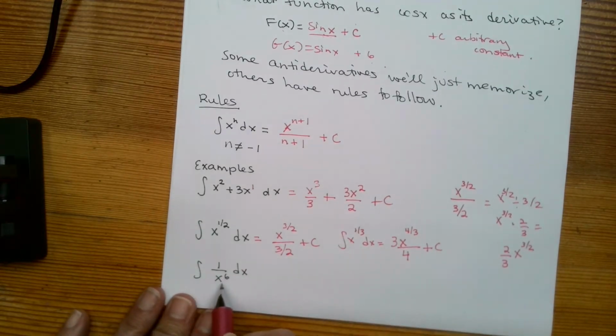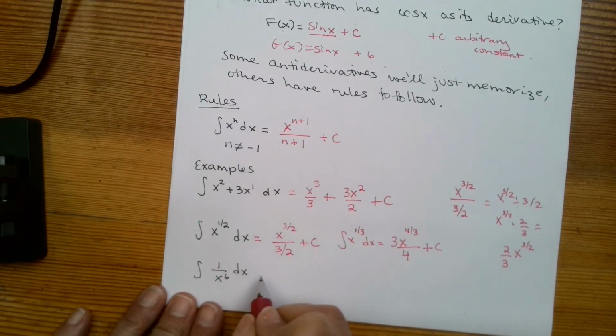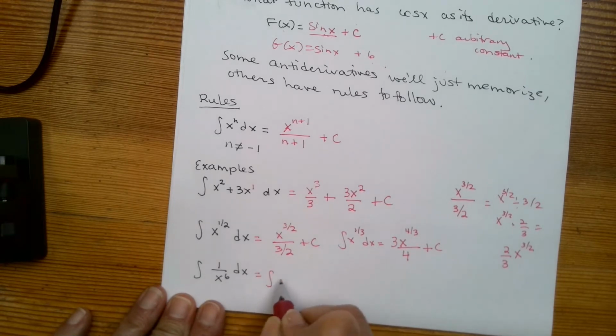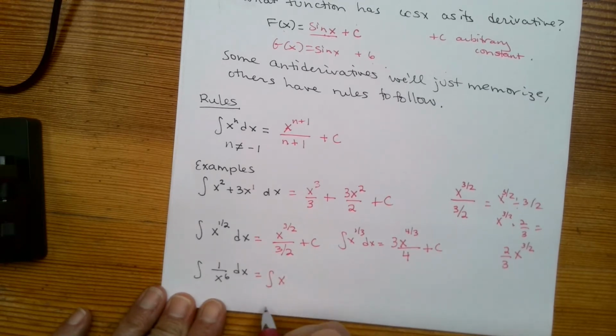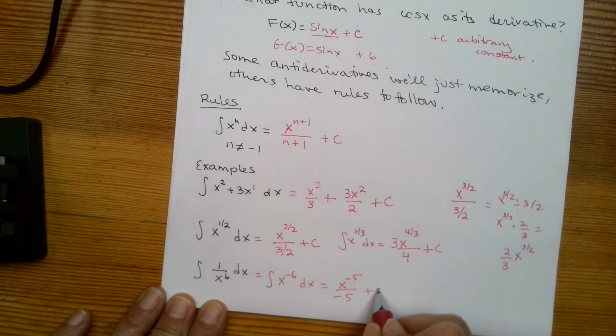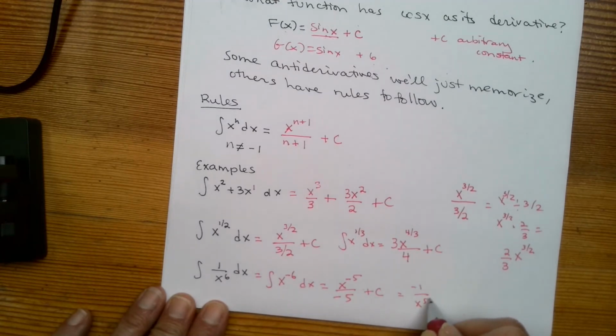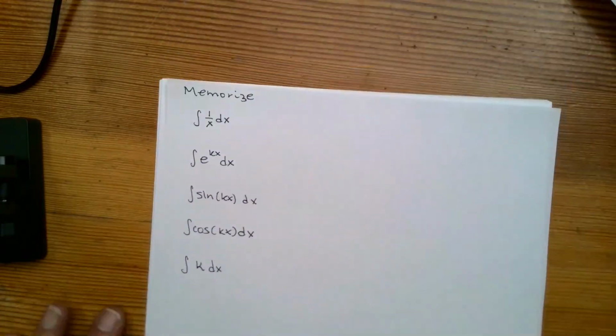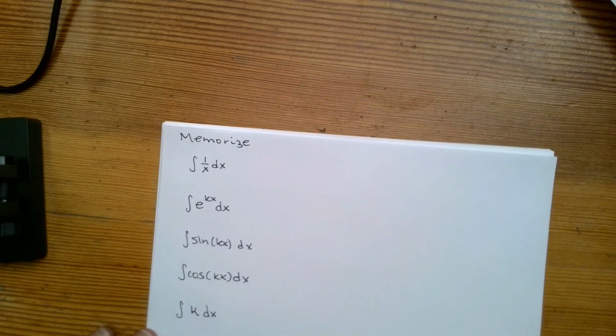Okay, last one. I'm integrating 1 over x to the 6 dx. I need to make that look like a power, so if we bring it up, it makes it x to the negative 6. Negative 6 plus 1 is negative 5, and then divide by the new power. There are many ways you could write that, but negative 1 over x to the 5th plus c is probably the most common. That's our power rule.